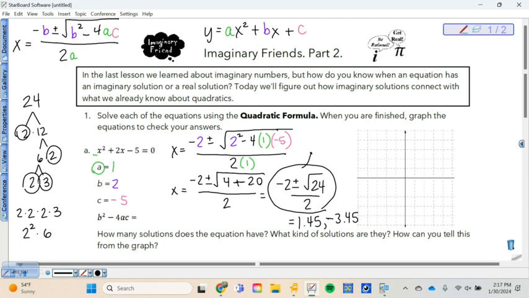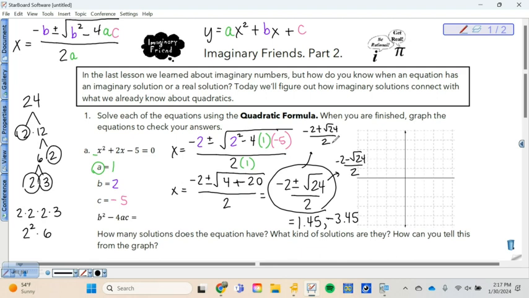But then this kind of splits into two parts. I have -2 plus the square root of 24 over 2 and -2 minus the square root of 24 over 2. Remember, we almost always have two different solutions, right? So this is my first solution. This is my second solution.